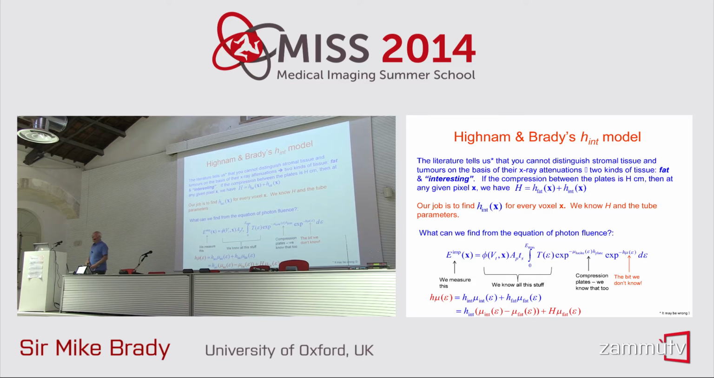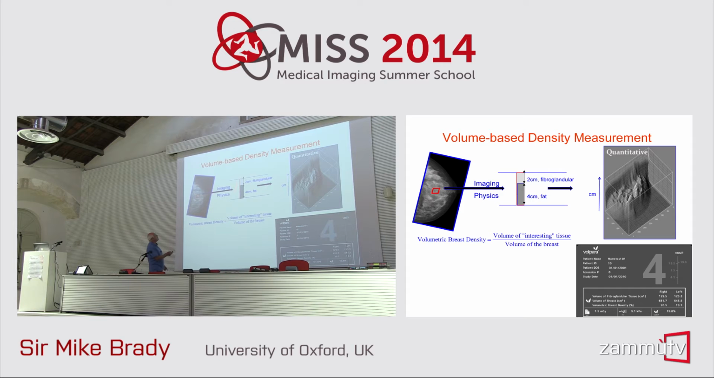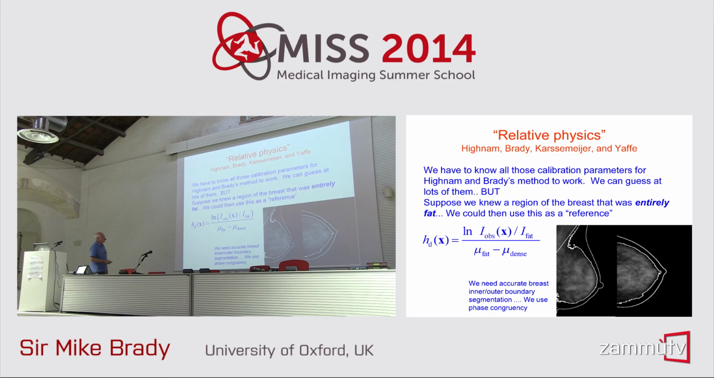Now, if you do that, then you start with a mammogram, you take this physics model, and you end up with something which is in fact measured in centimeters, not brightnesses. It's now in centimeters. It's a number. Okay? So what we can do then is produce BI-RADS 4, but now it's got a percentage of breast density and all the amount of fibroglandular tissue added up over the whole breast. So we've got numbers.